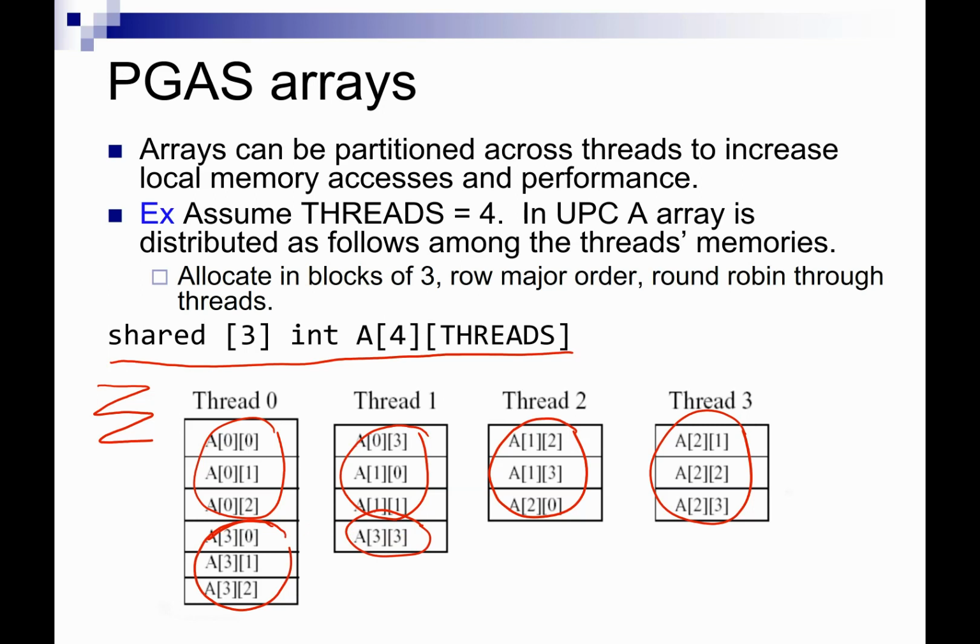You as a programmer get to choose this parameter over here based on the size of the array and based on how many threads you have. So you would try to choose a way to partition the array so that each thread is assigned a part of the array that is stored in its local memory, so that it has fast access to that part.